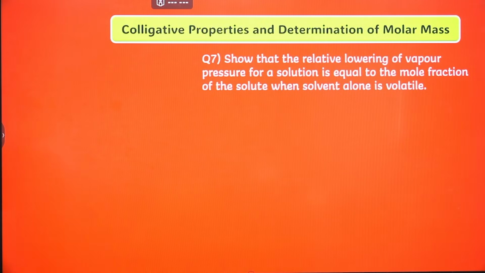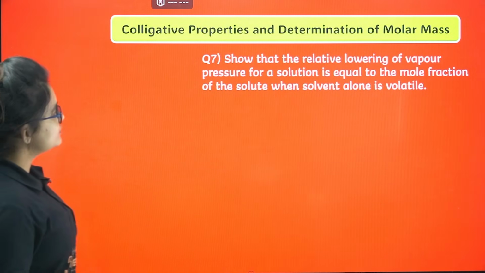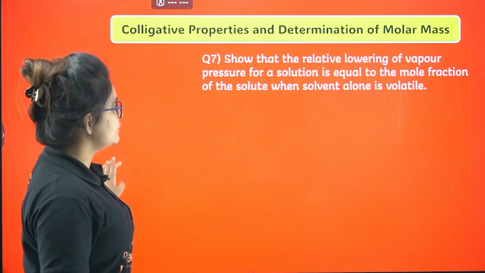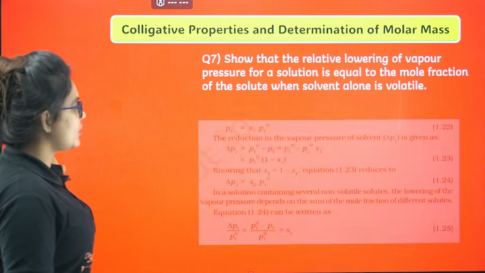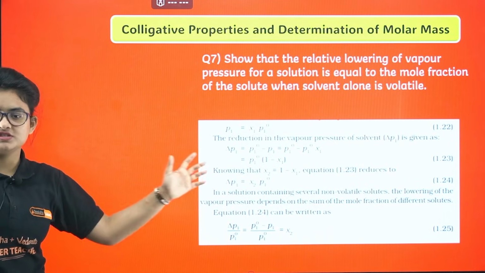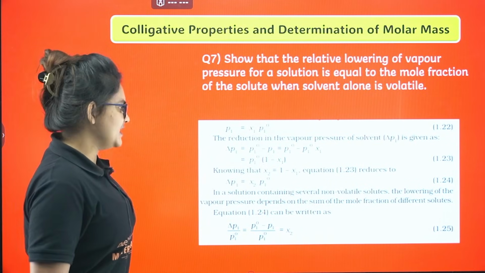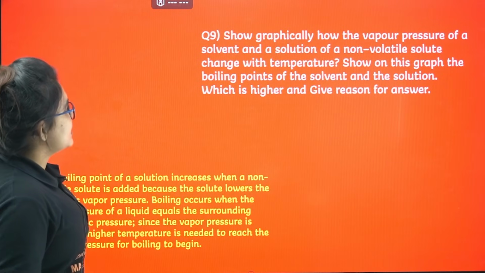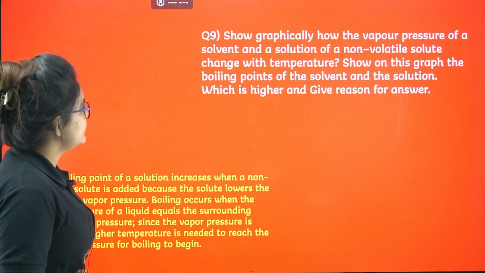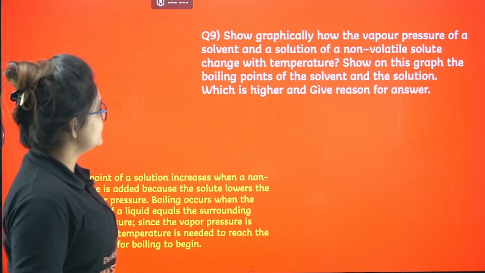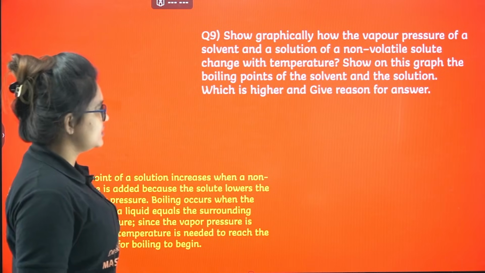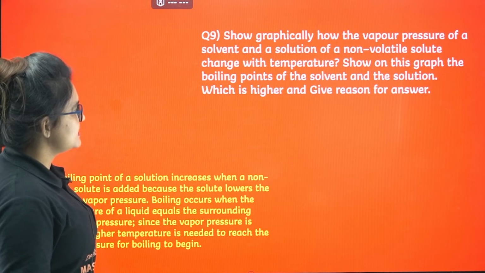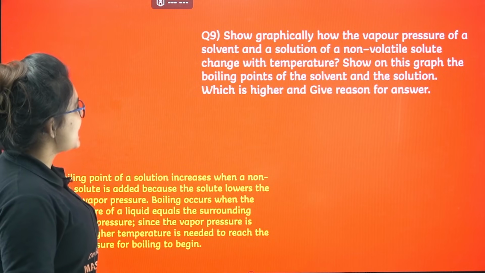Colligative properties: show that the relative lowering of vapor pressure for a solution is equal to the mole fraction of the solute when the solvent alone is volatile. Already we did the derivation, you can just check it from here as well, or that derivation is also okay. Proceed further. Okay, show graphically how the vapor pressure of a solvent and a solution of a non-volatile solute change with temperature. Show on this graph the boiling points of the solvent and the solution, which is higher, and give reason.